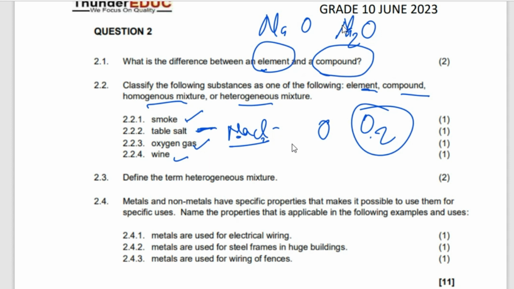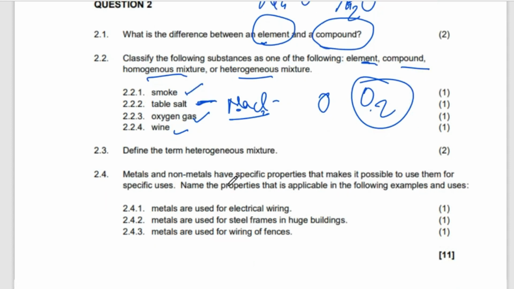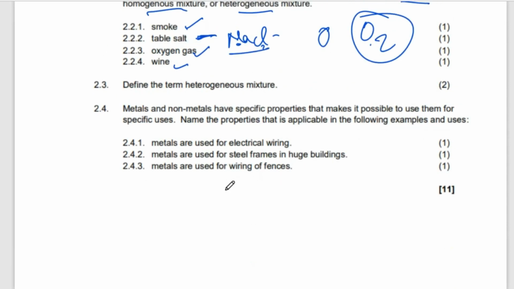So you have to know, guys, how to differentiate these mixtures. Define heterogeneous mixture. We have talked about it, meaning the mixture which is not uniform. You understand? So guys, go and do these definitions. I'm not going to waste too much time on the definitions.